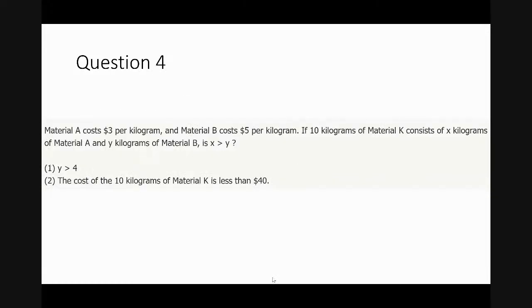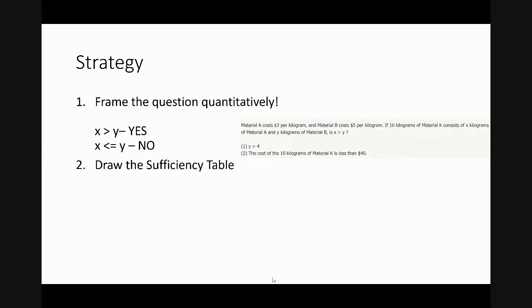So question 4 says material A costs $3 per kilogram and material B costs $5 per kilogram. If 10 kilograms of material K consists of X kilograms of material A and Y kilograms of material B, is X greater than Y, right? Again, I'm going to use the same exact strategy, right? Is it a yes no question? Yes, it is. Either X is greater than Y or X is less than or equal to Y.